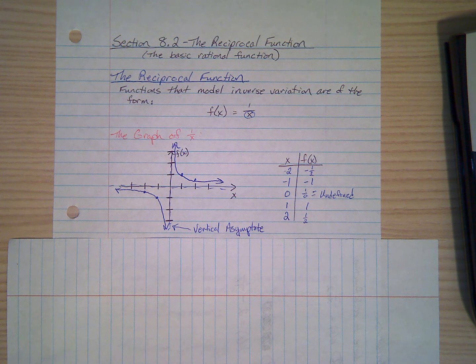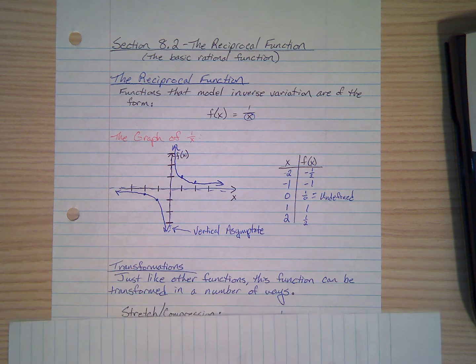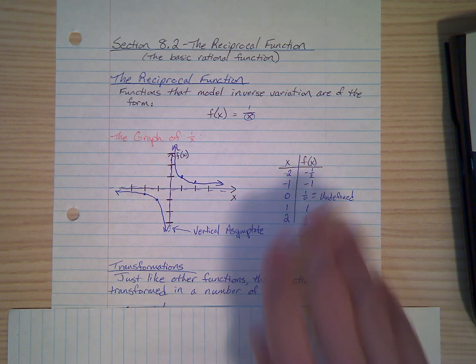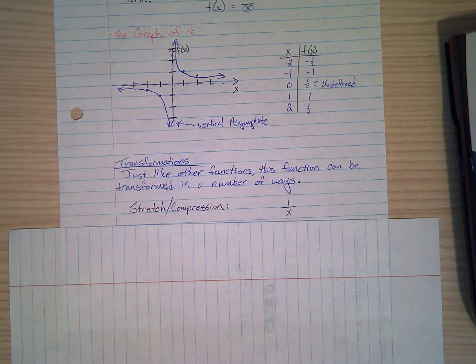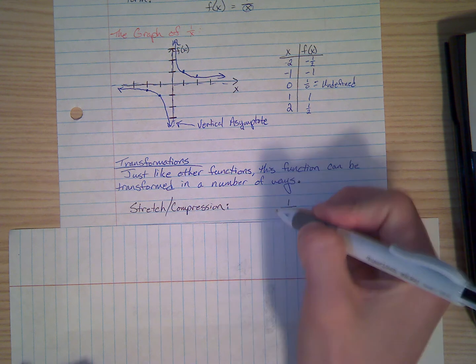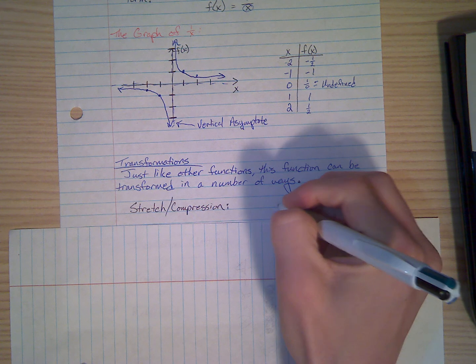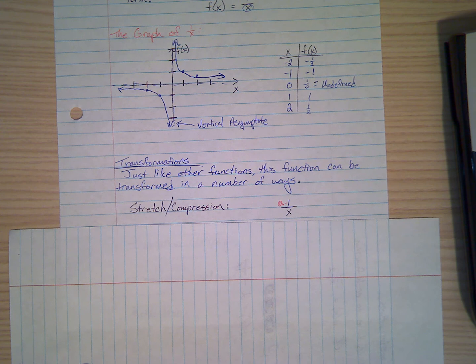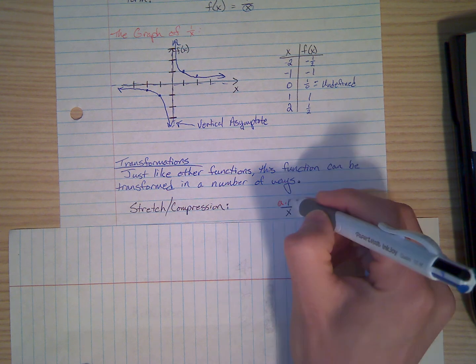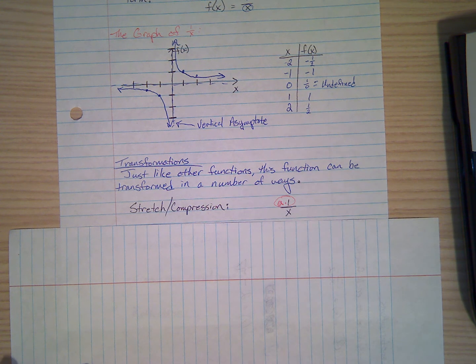Now, with every other function we've talked about this year, there have been transformations on that function. We're going to be moving this function, we're going to be stretching it, compressing it, all sorts of different stuff. Just like every other transformation with functions that we've talked about, the stretch or compression is when we multiply the function by some value a. Now, typically, that a is going to be in the numerator. So if you have anything other than a 1 in the numerator, that means that you're going to have some sort of stretch or compression.